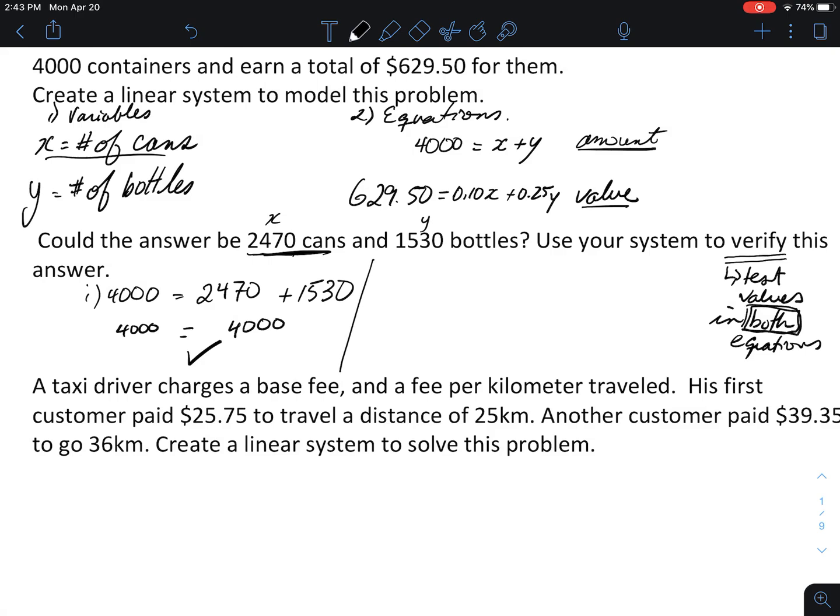So it works in one equation, but I need to check in both. Very important that I show both. So that was one. My other equation is $629.50.